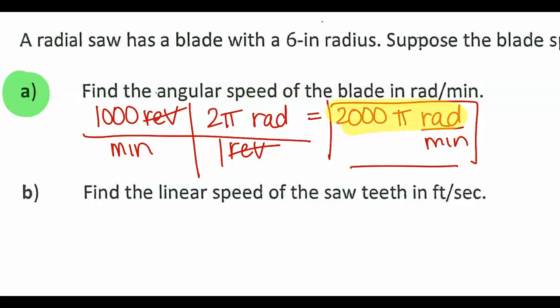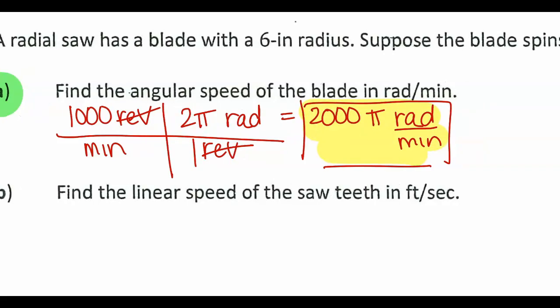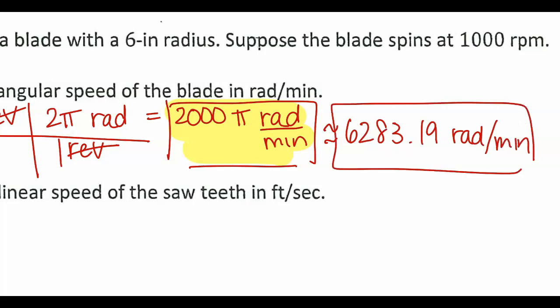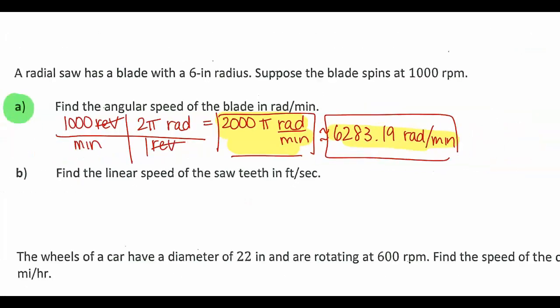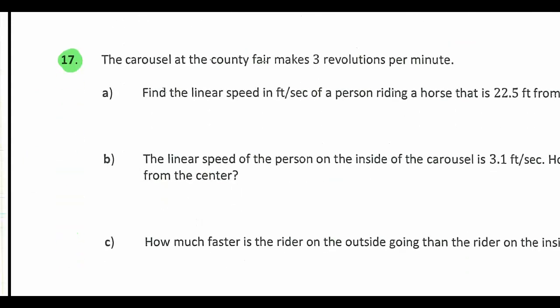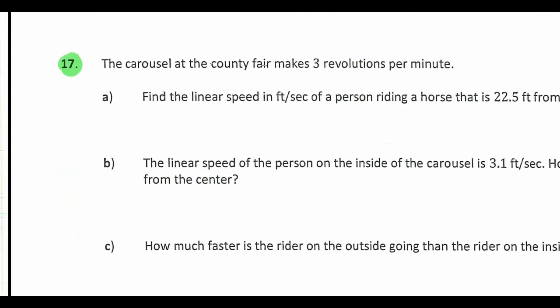If I was to write this in decimal form, I'm going to scoot this over and write the approximation. So this would be approximately 6,283.19 radians per minute. So this should be your answer. Go ahead and pause the video again if you haven't already tried, and I want you to do question 17 in its entirety.